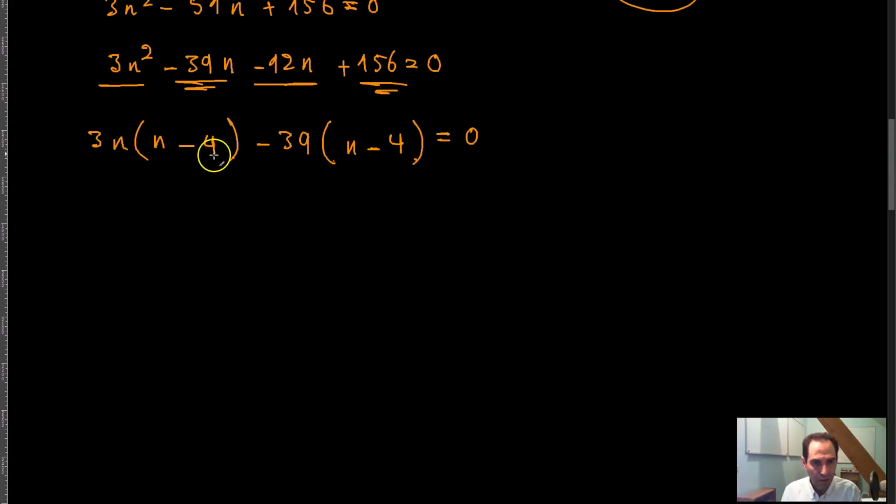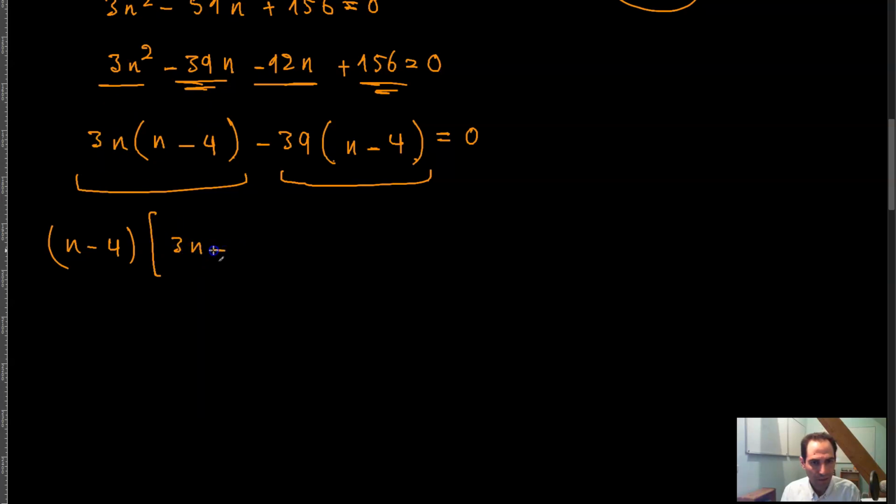And then you can see that n minus 4 is common between this term and this term over here. So I take that out, n minus 4, and write what is left: from this term 3n, minus, from this term 39, and that is equal to 0, right? And that tells me that either n minus 4 is equal to 0 or 3n minus 39 is equal to 0. This means that n is equal to 4.